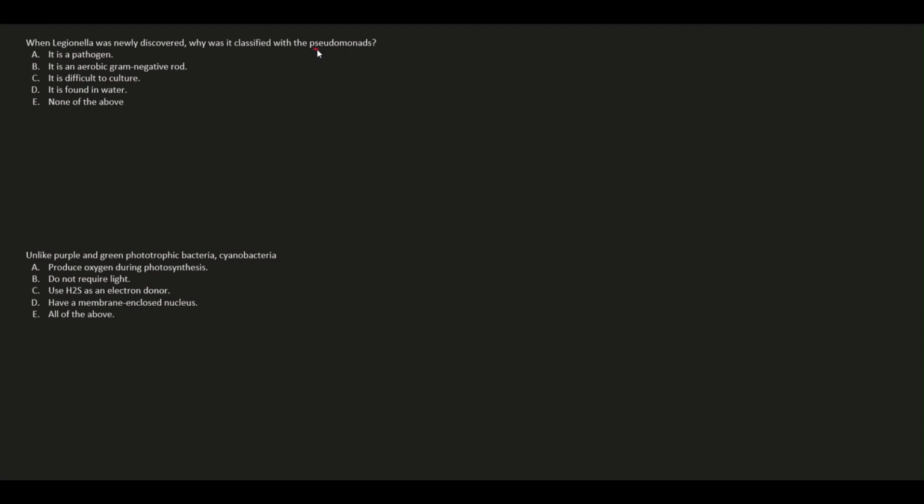Let us define pseudomonads. They are gram-negative, aerobic rods or cocci. Legionella, they are aerobic gram-negative rods. Now, it is pathogenic, it is an aerobic gram-negative rod, it is difficult to culture, it is found in water, or none of the above. Well, it can't be E, because we see here that it's aerobic gram-negative rods. And we see that in B. So the answer is B.